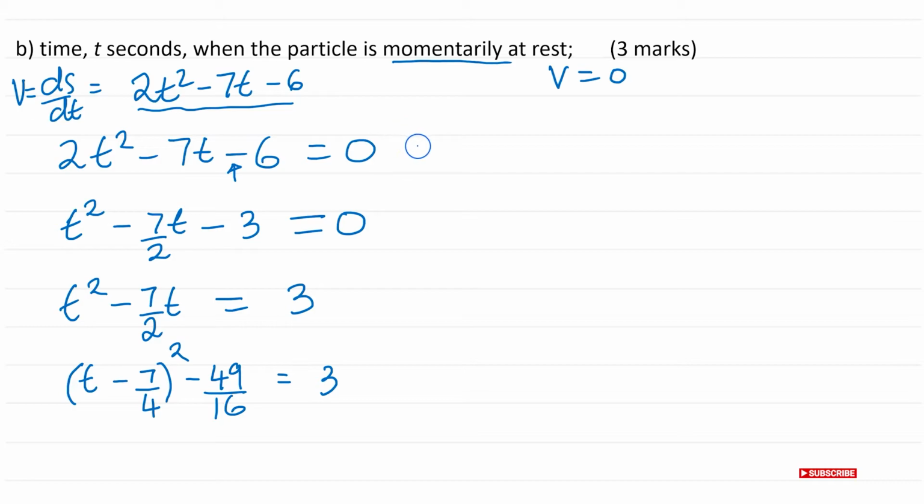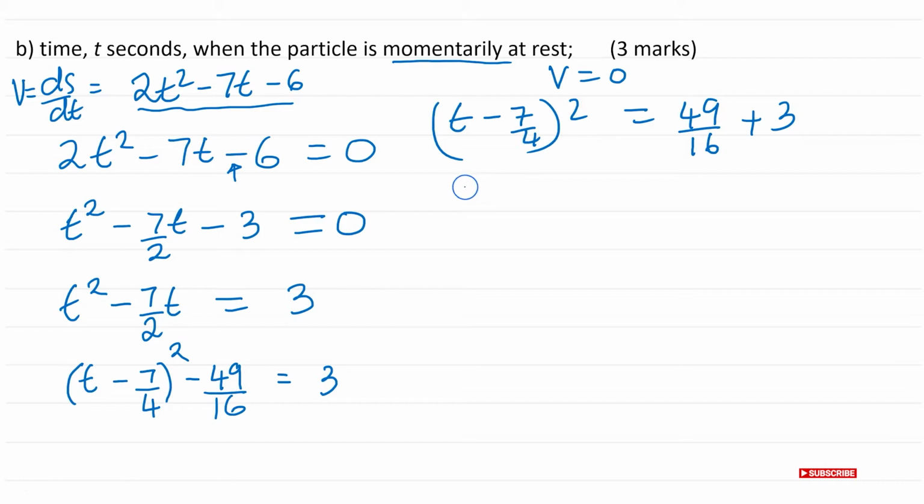All right, guys, let's continue with this. Now we have (t − 7/4)² − 49/16 + 3. What I'm going to do is move this 49/16 and bring it to this side. So now I'm going to have it as 49/16 + 3. Now what I want to do is release this t by square rooting both sides. So on this side, I will have t − 7/4 equals plus or minus. Remember that when you square root, you have plus or minus the square root of 49/16 + 3.